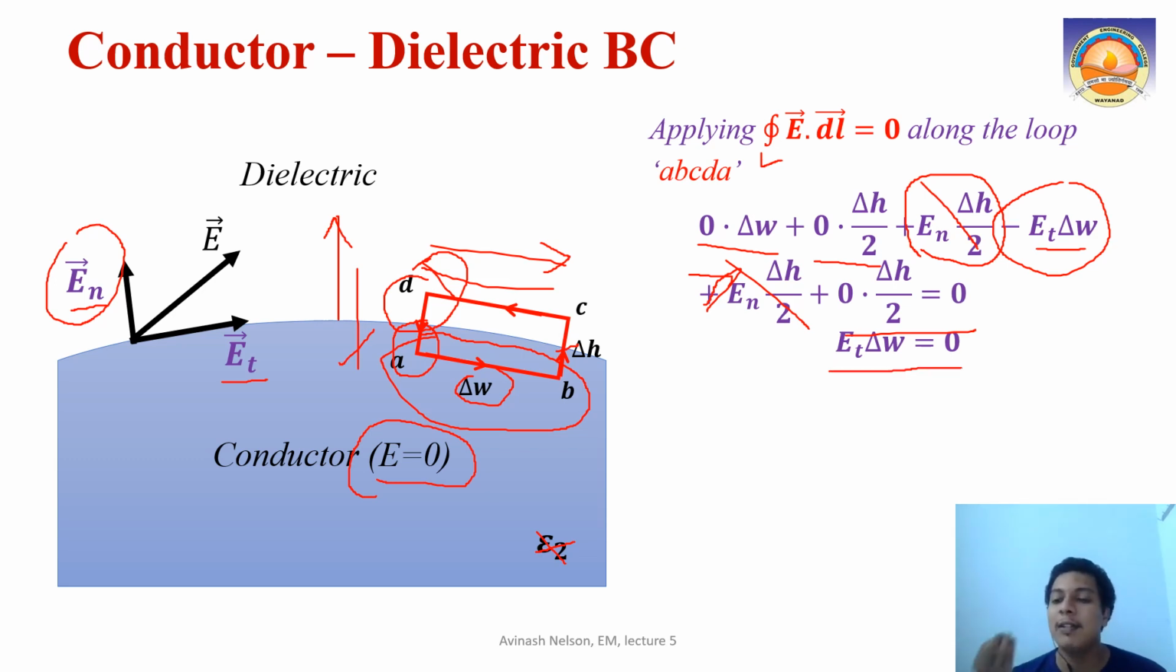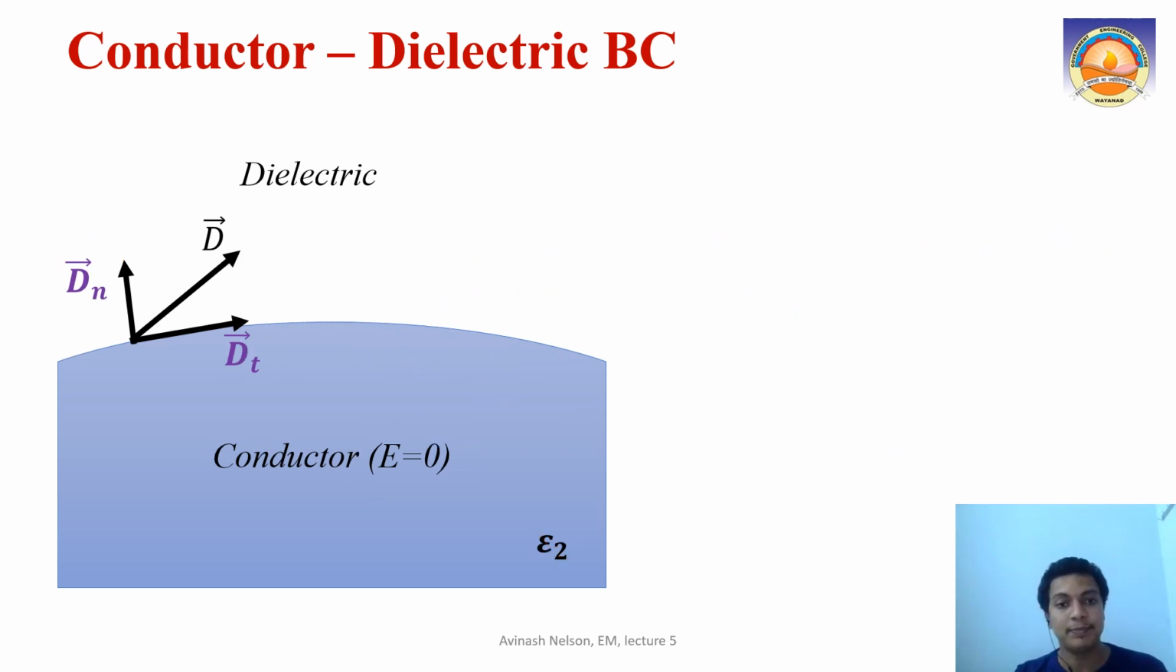Since delta W cannot be equal to 0, we can just write that the tangential component of electric field intensity at the boundary between a conductor and a dielectric is 0. That is our first condition.